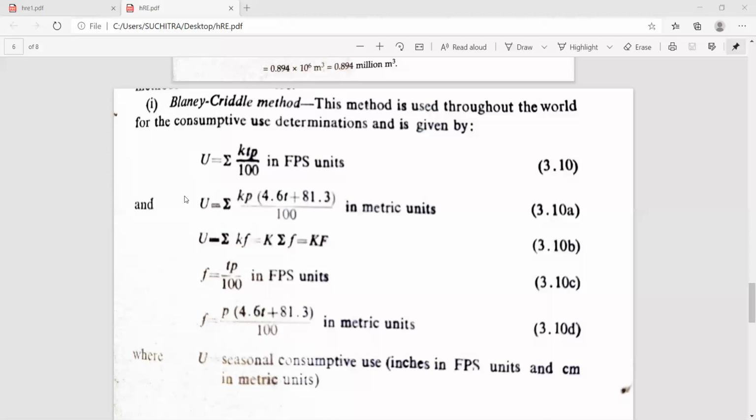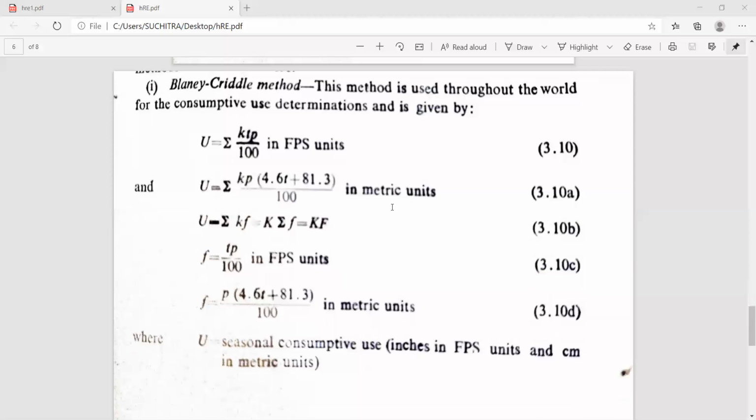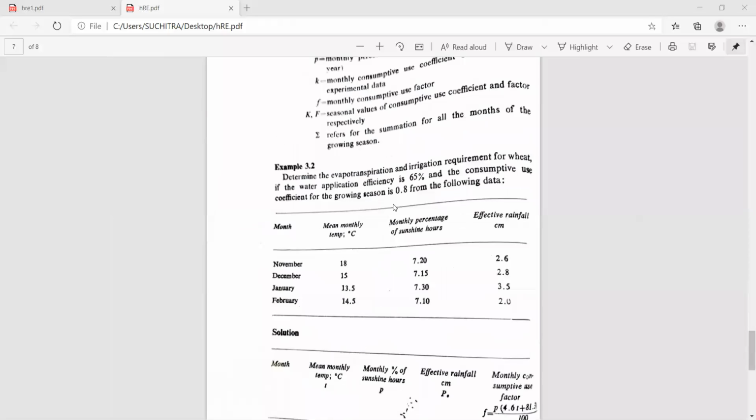Now we shall work out one numerical problem involving the concept of the Blaney-Criddle method. Determine the evapotranspiration and irrigation requirement for a wheat crop if the water application efficiency is 65% and the consumptive use coefficient for the growing season is 0.8.